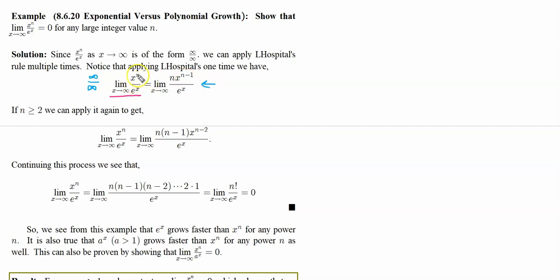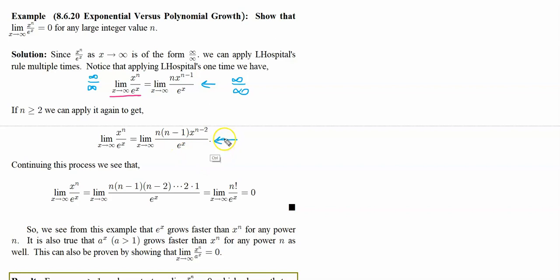Notice the derivative of x to the n is n x to the n minus 1. The derivative of e to the x is e to the x. Now this is still of the form infinity over infinity, right? So we can apply L'Hopital's rule again. And here we did it again. So notice we drop the n minus 1 down, so we get n times n minus 1, x to the n minus 2 power, and then in the denominator we still have e to the x.